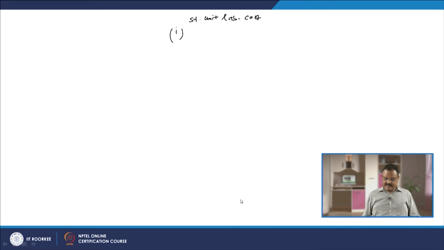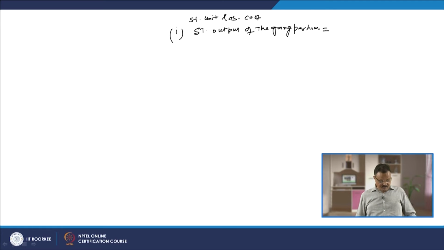The first information given to us is the standard output of the gang, which you can call per hour. Standard output of the gang means all the 10 workers per hour are going to produce how many units? 4 units.